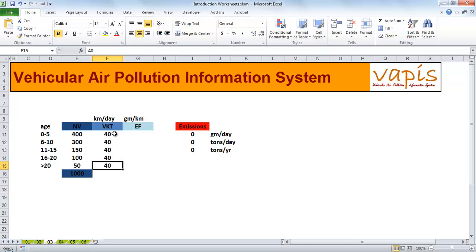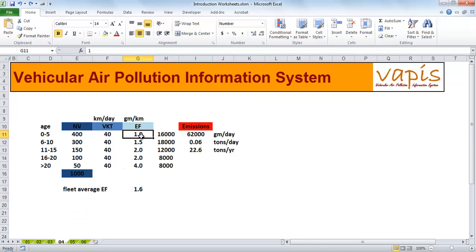One could assume that every vehicle travels 40 kilometers a day, or you can say that the oldest vehicle, which is more than 20 years old, is not traveling 40 kilometers a day, maybe it's only traveling 20 kilometers a day. Okay, so you can either put 40, 40, 40, or you can change them by age group. It entirely depends on how much detailed information you have to support your assumptions. Next step is having an emission factor.